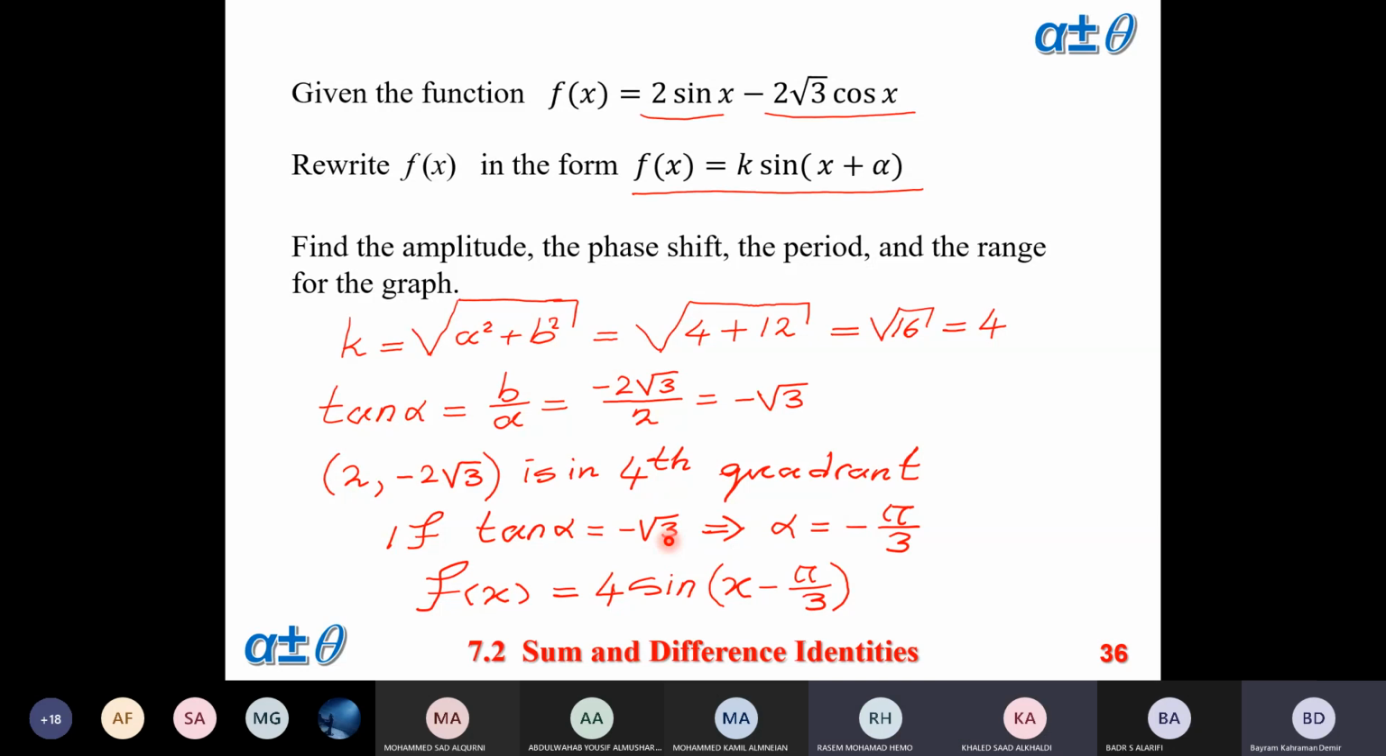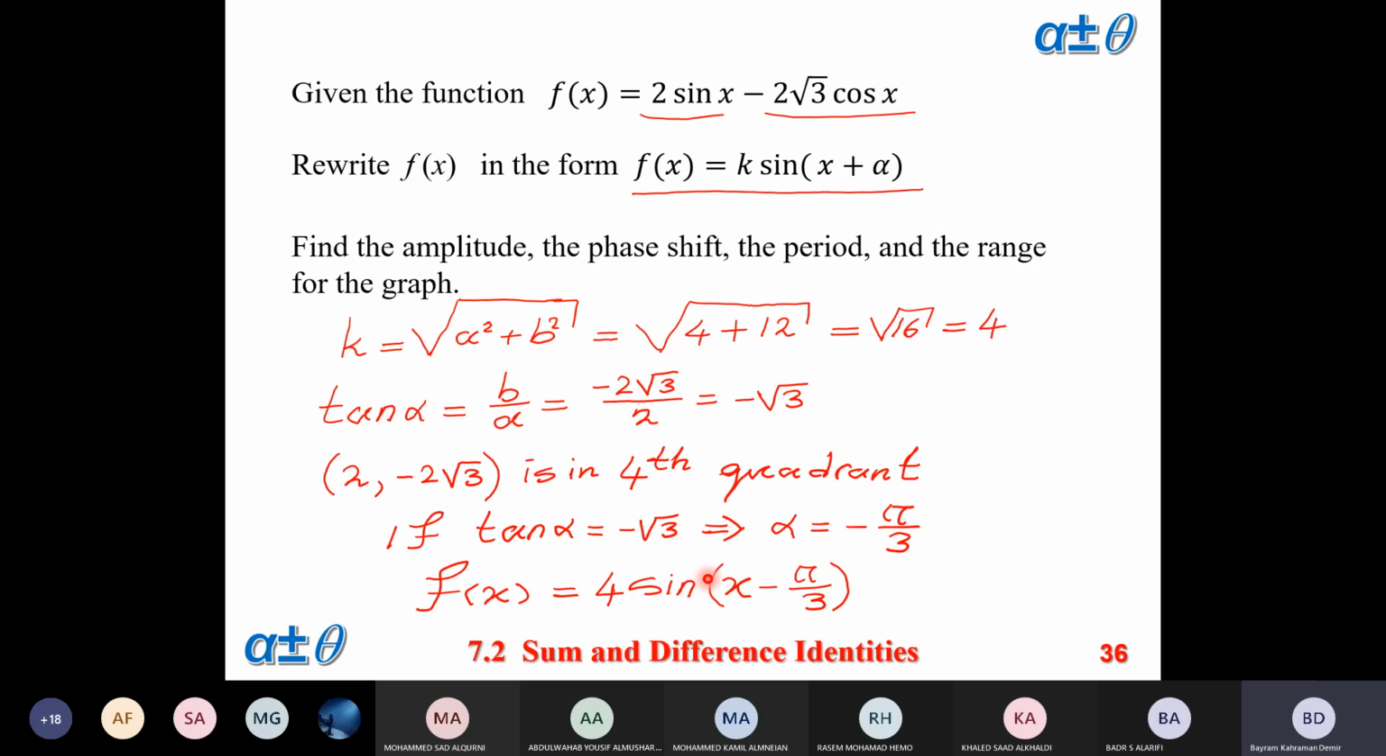180. It will be pi minus pi over 3. Yeah, 2 pi over 3. Right? In the second quadrant, it is 2 pi over 3. Okay. How do you know it's pi over 3? Like the alpha. Yeah. So tangent is negative root 3, Shabab.